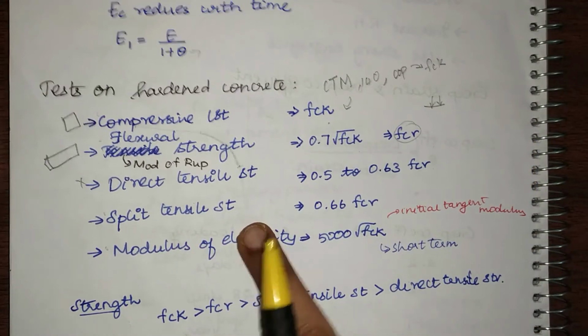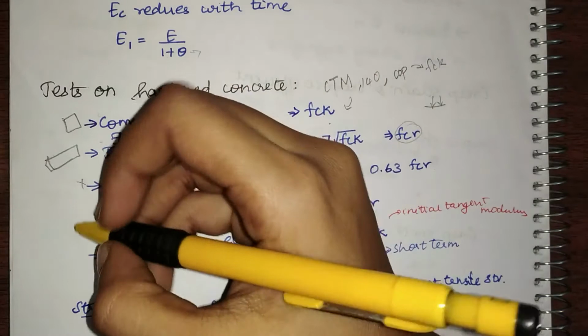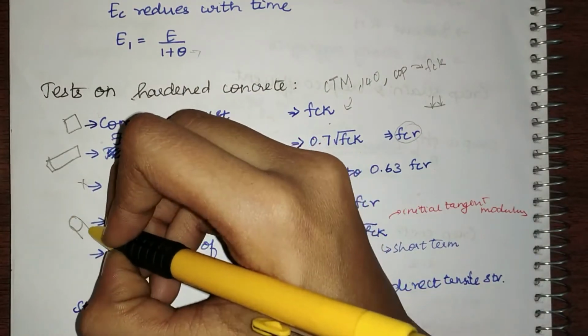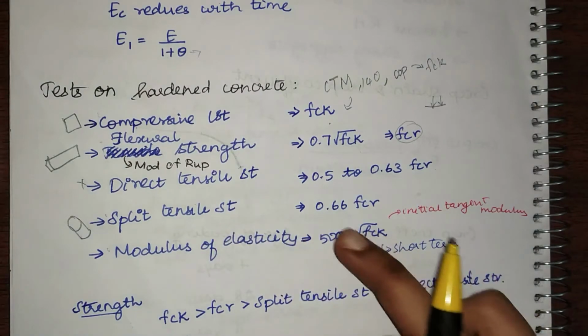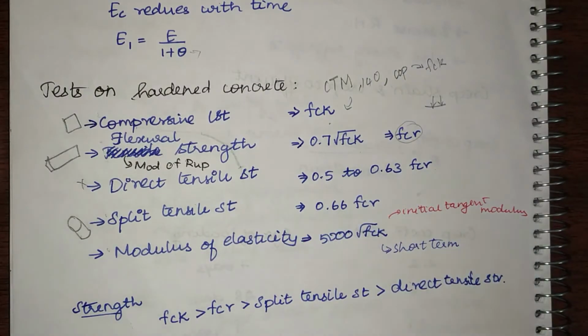Next is split tensile strength. This can be performed in laboratory. For this we use a cylinder, and here also we'll use a CTM machine to find the split tensile strength. It is taken as 0.66 times the flexural strength.